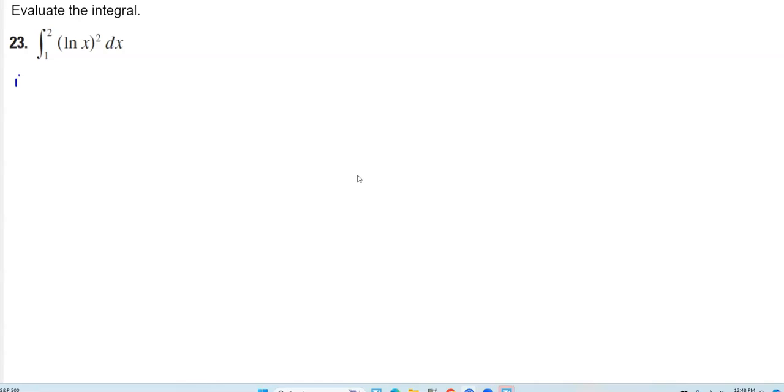Okay, so in our problem, we're going to let u equal the natural log of x squared, and dv is going to equal dx.